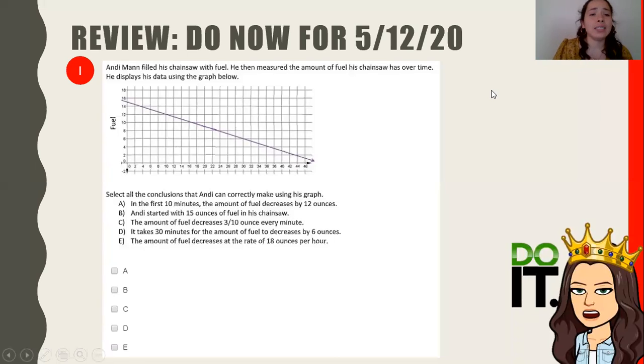All right, so it says, Andy Man filled his chainsaw with fuel. He then measured the amount of fuel his chainsaw has over time. He displays his data using the graph below. So looking at this graph, we need to select all the conclusions that Andy can correctly make using the graph. So we need to look at options A through E and then figure out which one of these conclusions correctly match the graph. And also, okay, perfect, it's better now, good.